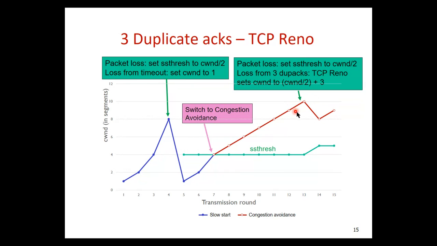SS threshold is updated to be CWND divided by 2. So SS threshold is updated to be 5. And because 8 is greater than SS threshold, it will stay in congestion avoidance. Right? So whenever the CWND is greater than SS threshold, it is in congestion avoidance, meaning that from this point on, it's going to increase the CWND linearly, not exponentially, until there's a packet loss.